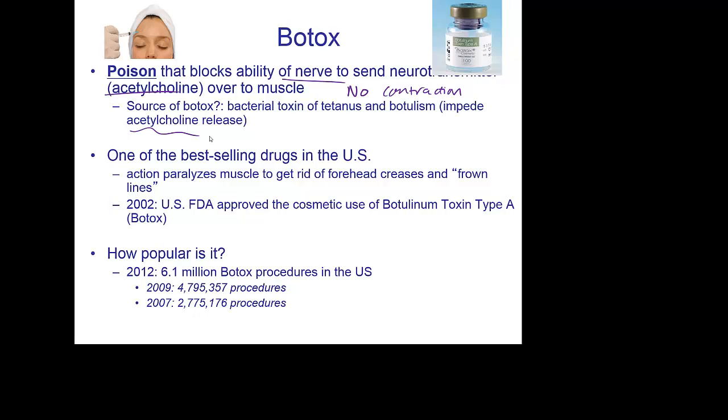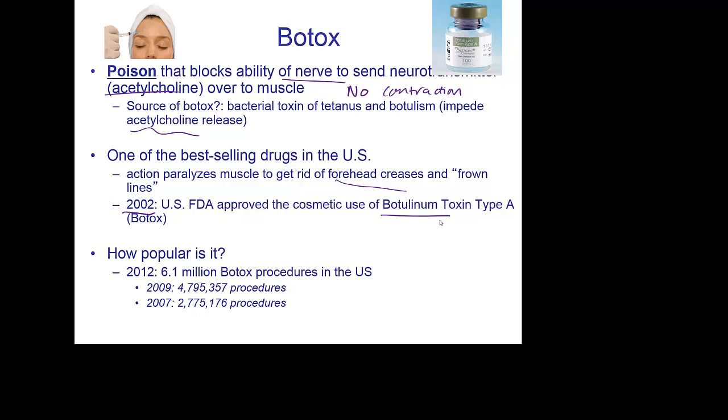And why would we ever do this? Well, it turns out that Botox is now one of the best-selling drugs in the United States because people use it to get rid of forehead creases, frown lines, and so on. It was actually approved in 2002 as that use, and it is a toxin. It's a toxin produced by a bacteria known as botulinum. And some of you may know botulism, so actually associated with bacterial infections. We're using the toxins released by the bacteria to essentially paralyze your muscles.